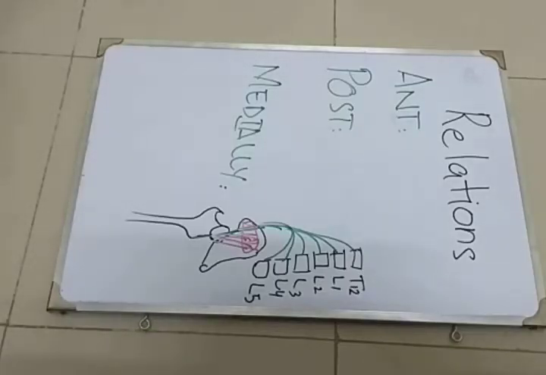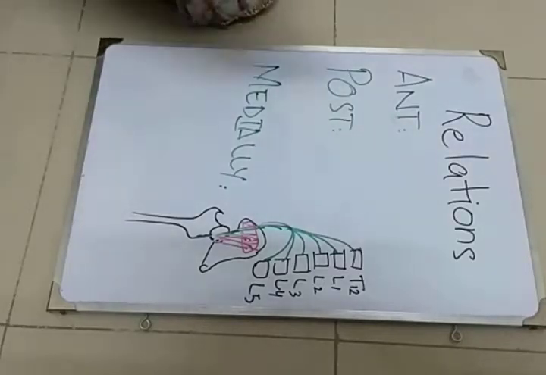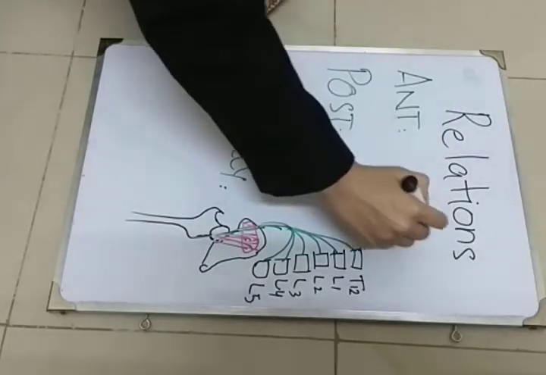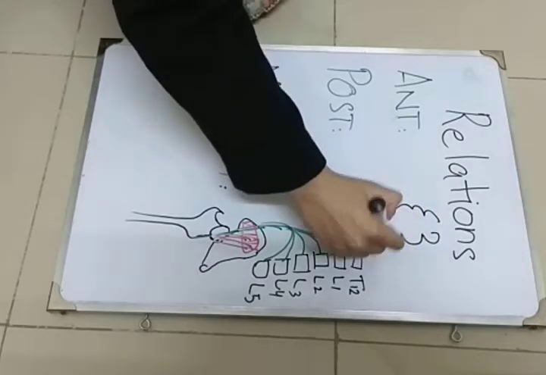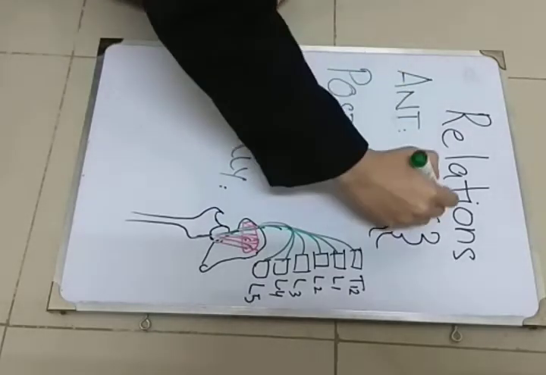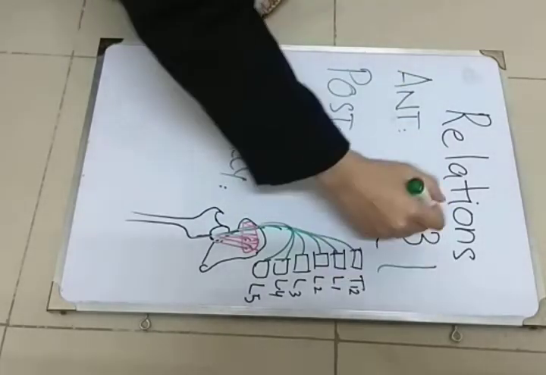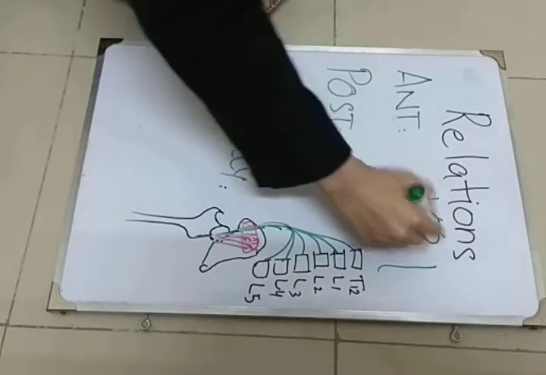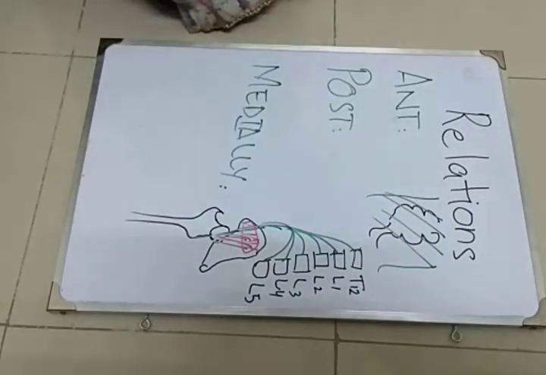So now the relations of the cecum. Anterior to the cecum is present the anterior abdominal wall. So if I draw, this is the cecum, this is the appendix. So in front of it will be the anterior abdominal wall. This is the anterior abdominal wall. Okay. Also anterior to it, the greater omentum is present.